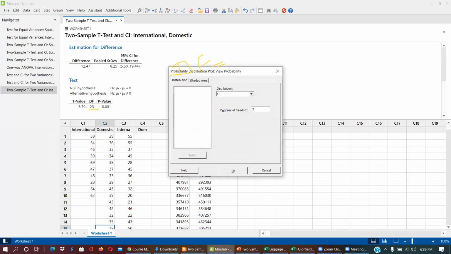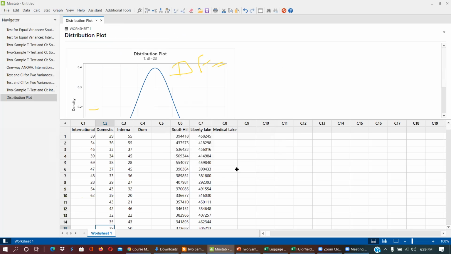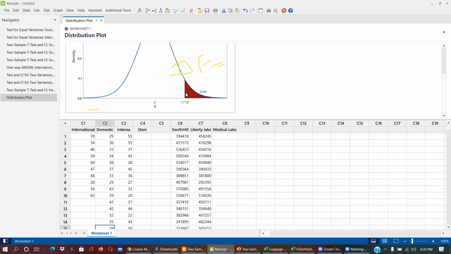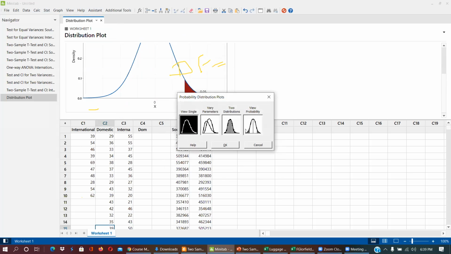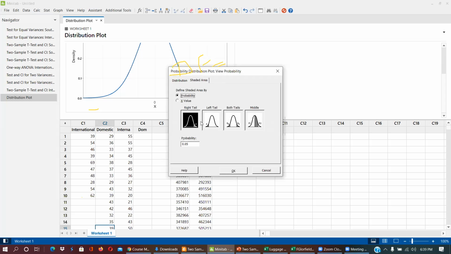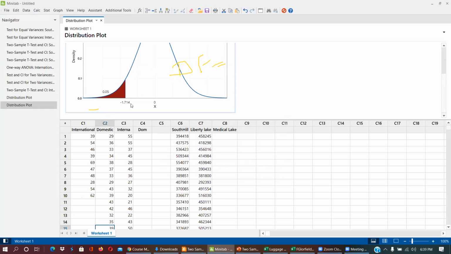What degree of freedom? 23, for example. Now this is a one-sided test, only the right-side test. If you are going to split into two, how much is it going to be? So again, you look at the probability and the shaded area. So I do it again, and this would be minus.